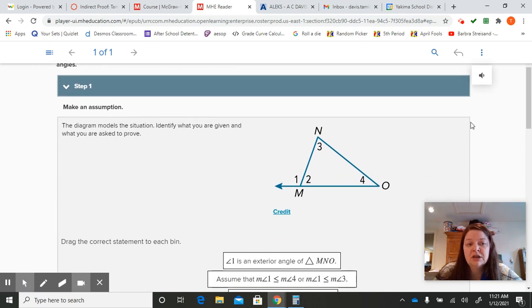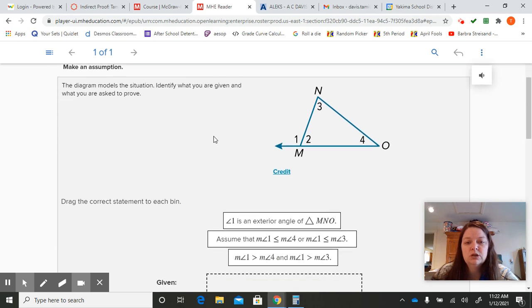So let's remind ourselves what a remote interior angle is. If this is your exterior angle number 1, the remote interior angles are 3 and 4, the ones furthest away. They're in a remote location. The diagram models the situation. Identify what you are given and what you are asked to prove.